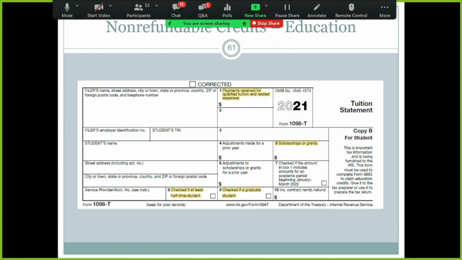Well, box 8 will tell us if they are at least a half-time student. And box 9 is checked if they are a graduate student, letting us know whether the expenses will qualify for the American Opportunity Credit or the Lifetime Learning Credit. And if a graduate student, only the Lifetime Learning Credit.